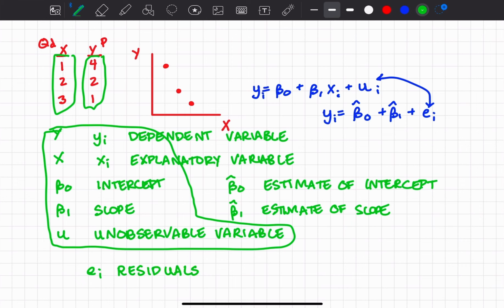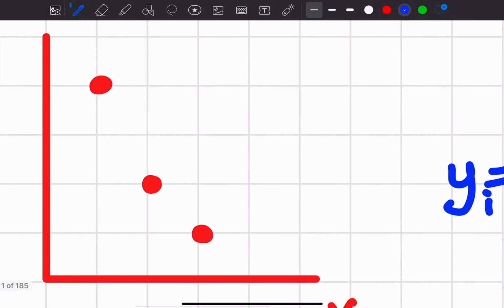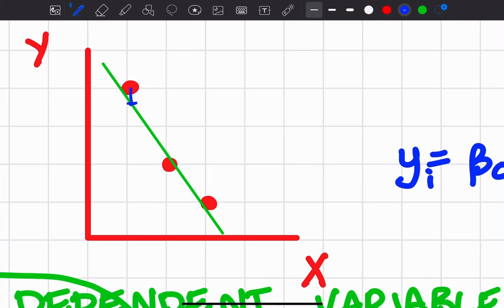And our residuals are manufactured from the OLS process. When we use OLS to fit this line of best fit, the residuals are manufactured because, whoa, that wasn't even linear. Okay. So the residuals, they'll be the vertical distances here. From here to here. Here to here. And here to here.